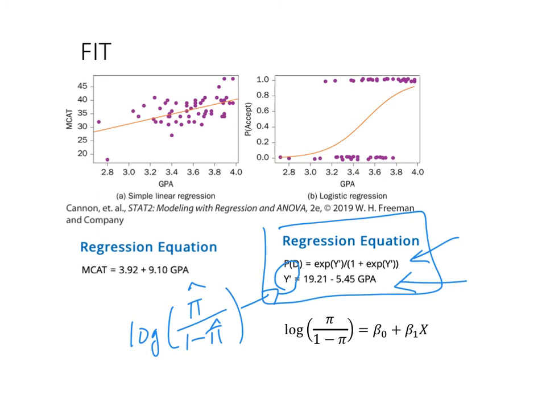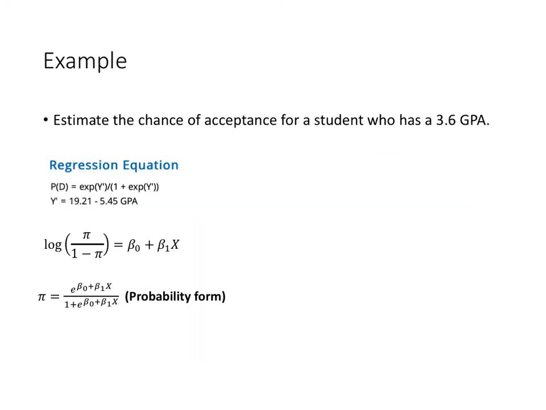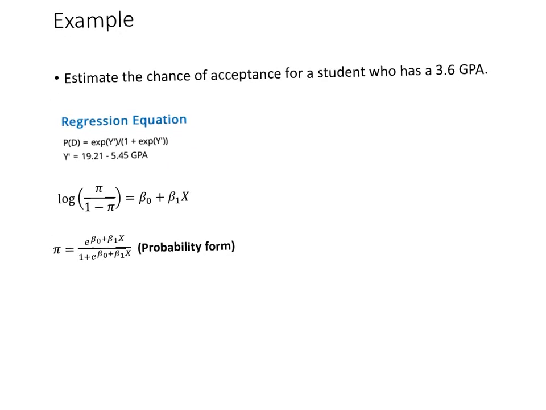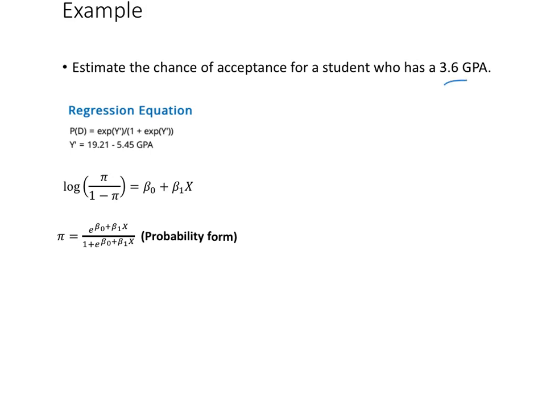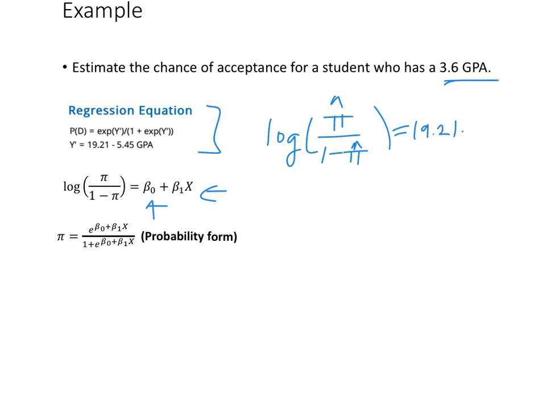So let's just make a prediction now. So I'd like us to think about, can we estimate the chance of acceptance for a student who has a 3.6 GPA? Okay, well, thanks to the Minitab output that we got, that's pretty straightforward to do. So this is a population model. The fitted model looks like this. Y prime, again, is log of pi hat over 1 minus pi hat. The estimate for beta naught is 19.21 minus 5.45, this is the estimate for beta 1, times GPA. Okay?